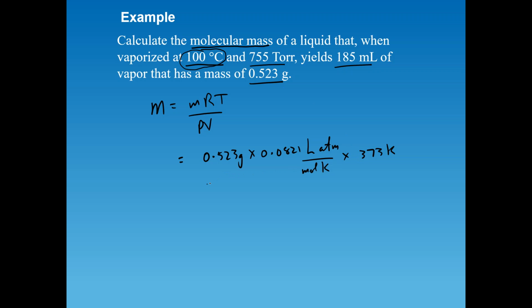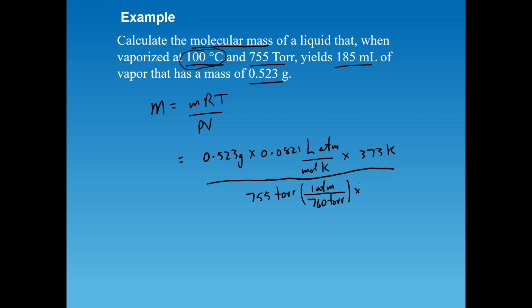And then we divide that by the pressure. What's the pressure? Well, they gave the pressure as 755 torr, but we have to convert that to atmospheres. So that means we have to multiply this by the appropriate conversion factor, where we have 1 atmosphere above as a numerator and 760 torr below as a denominator, right? So that's how we convert from torr to atmospheres.